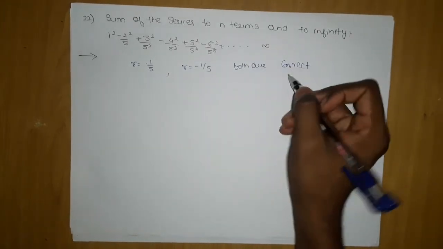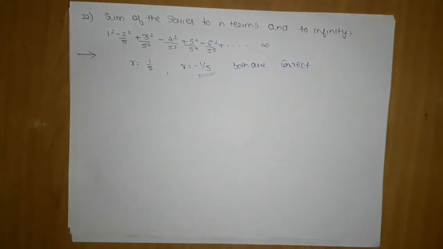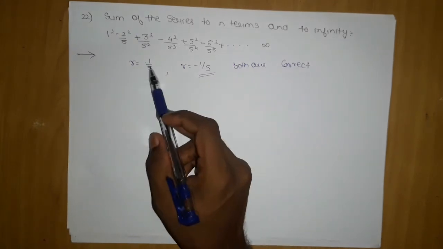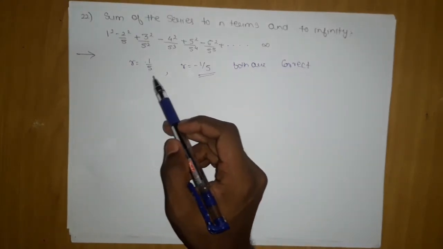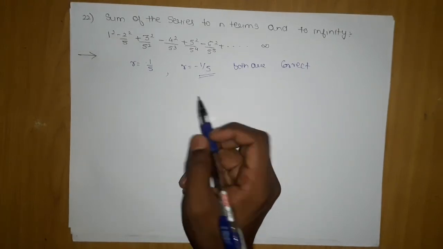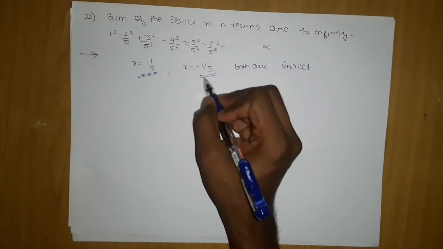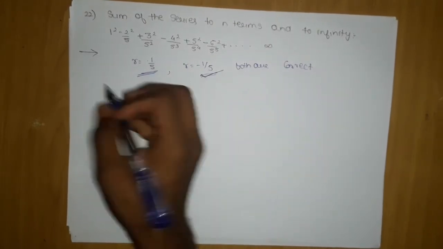Both are correct. I have always told you in this type of question, try to take r is equal to minus 1 by 5. But there may be some children who will take r is equal to 1 by 5. What will be the issue if you take 1 by 5? There will be one more additional thing which you need to do, while in r is equal to minus 1 by 5, it will be easier. I will tell you that thing, but we will do this tough one. You can do the easy one if you like.